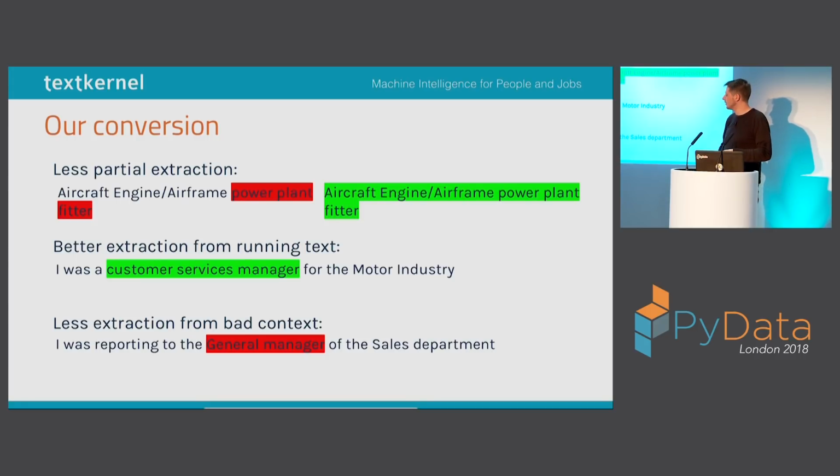And also, if you have something like, I was reporting to the general manager, that is not your job title, so our annotator wouldn't annotate it as a job title. And with enough data, the network also learns this kind of context.